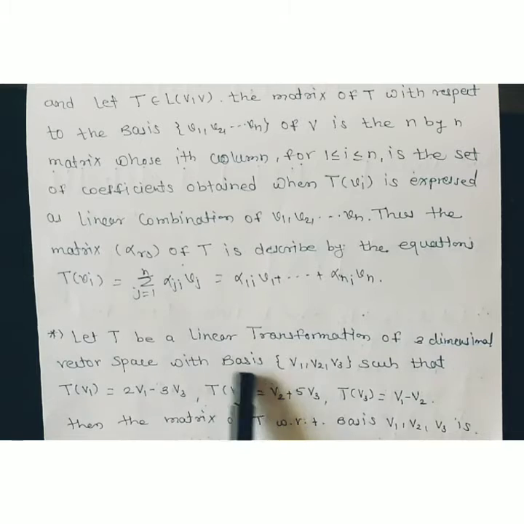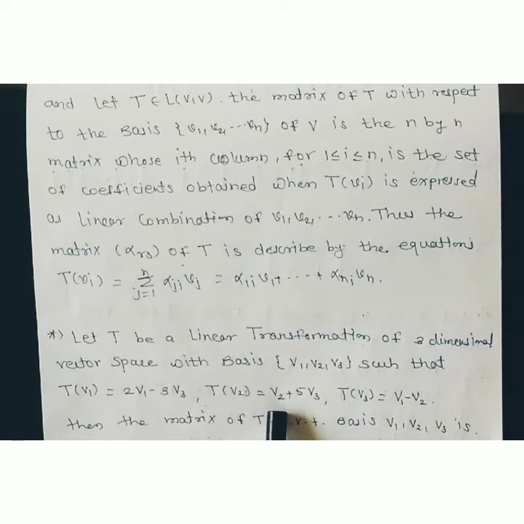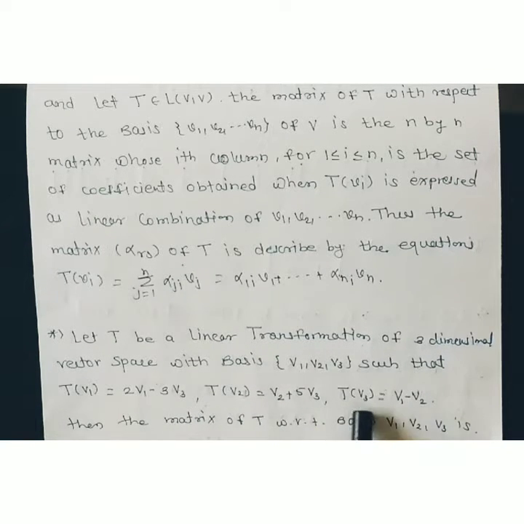Look at here, T of v2 is a linear combination of the basis vectors v2 and v3, and T of v3 is a linear combination of basis vectors v1 and v2. So how is the first column calculated? Look at T of v1, which is equal to 2v1 minus 3v3. So how can it be calculated?